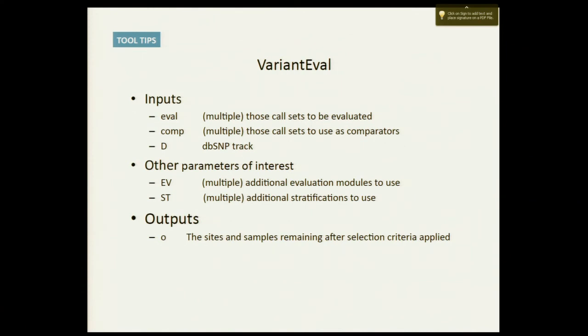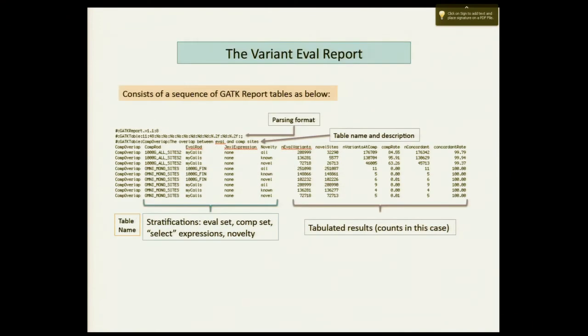And that's what ST allows you to do. And then the output is a big variant eval table, which should be on the next slide. This table has been optimized to be read in via scripts that we have in the GATK. This file consists of a set of these tables just concatenated together. It starts with a header and a parsing format, and then it gives you the names of all of the columns.